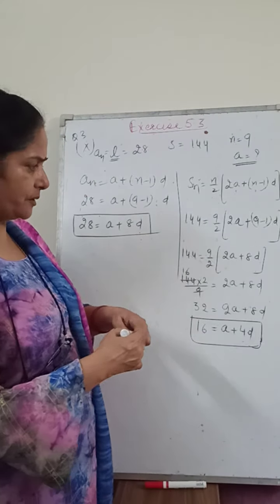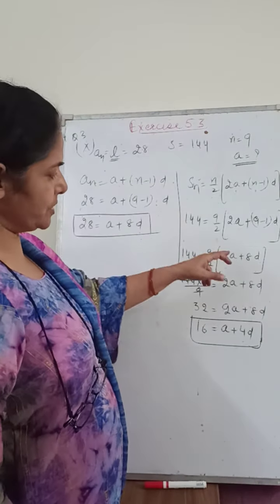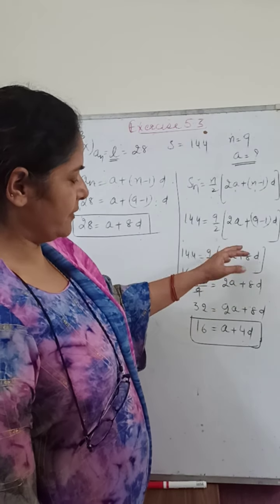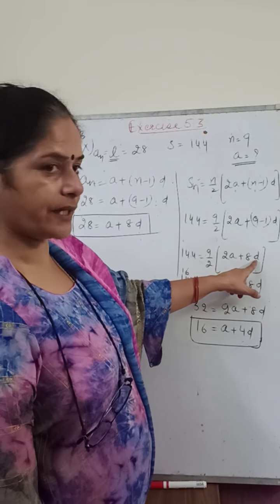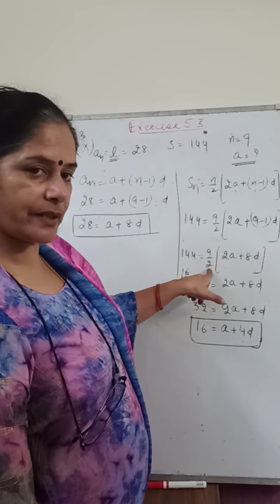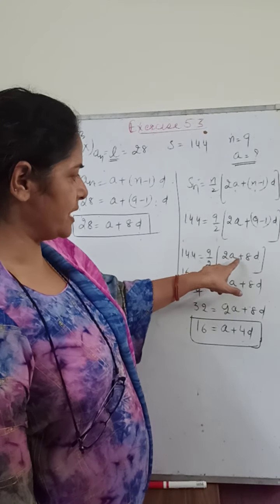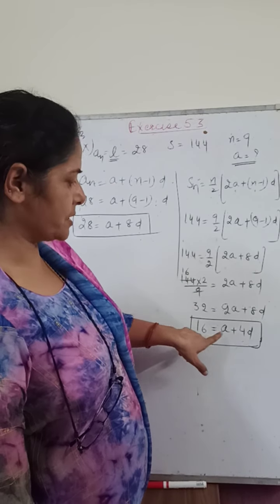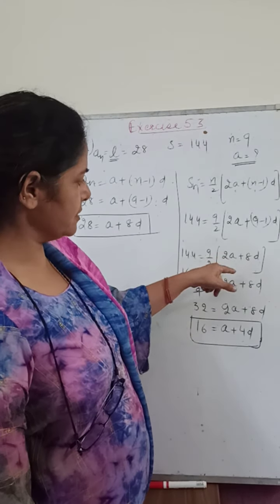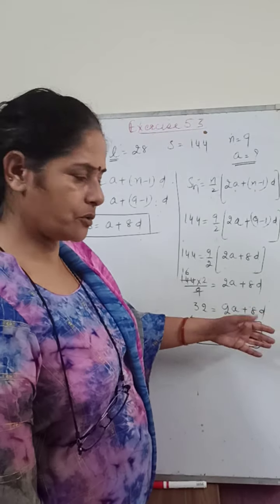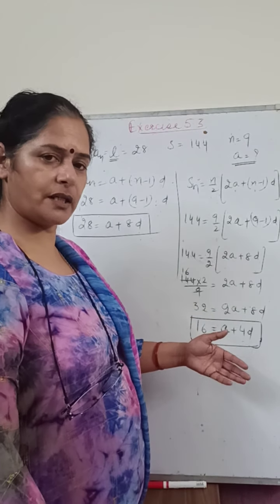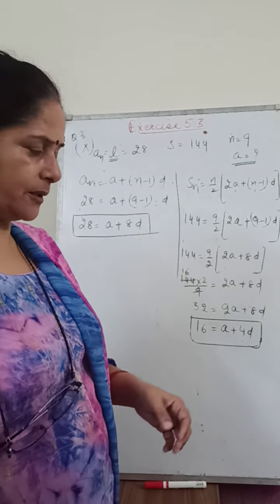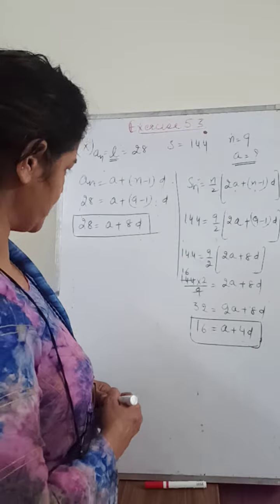Here you could solve in another way also. How? You just take 2 common out of 2a plus 8d. If you take 2 common, it comes out to be a plus 4d. That 2 and this 2 will cancel. Here it will be left a plus 4d only, and this 9 will come down, it comes out to be 16. So 16 is equal to a plus 4d. This equation you can solve in another way also. This is up to you. This all depends upon your arithmetic aptitude, how you solve the equations, how you do the calculations also.